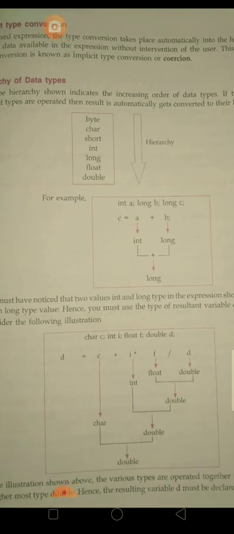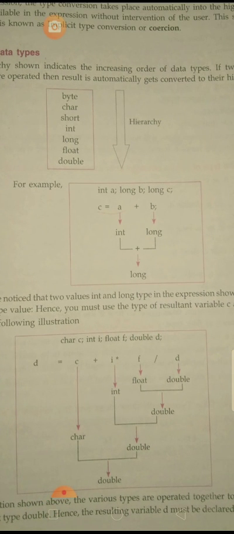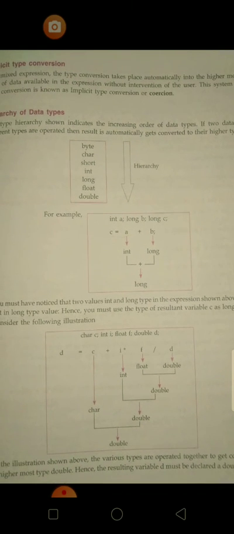Let's take an example. A is of int type, B is of long type, and C is also of long type. Why? Because A is integer type, B is long type, and you can see in the hierarchy that int has the least priority and long has higher priority than int. So automatically the data type of C will be long. So implicit is a type conversion which happens automatically without user intervention.